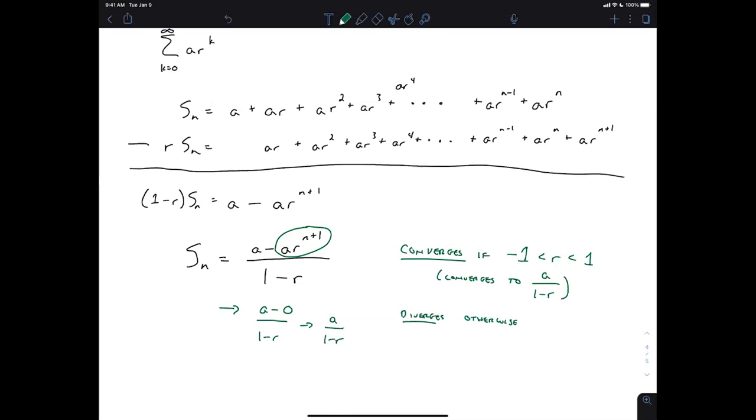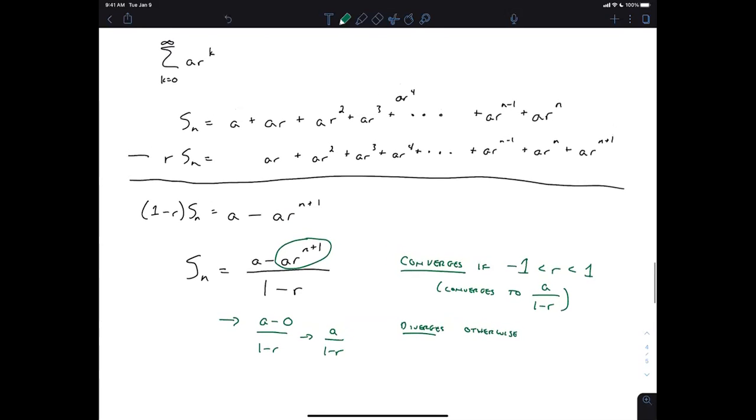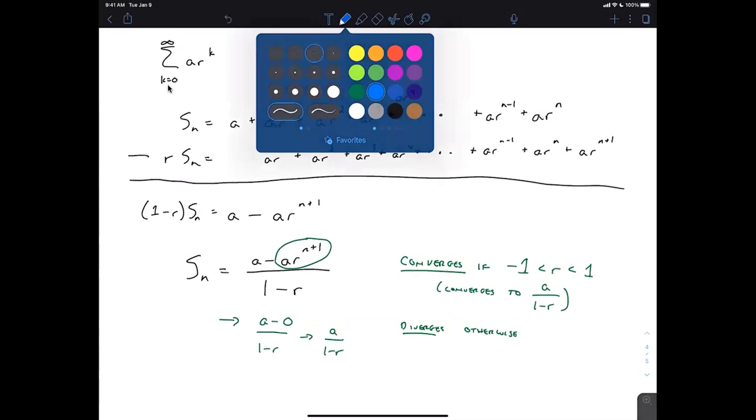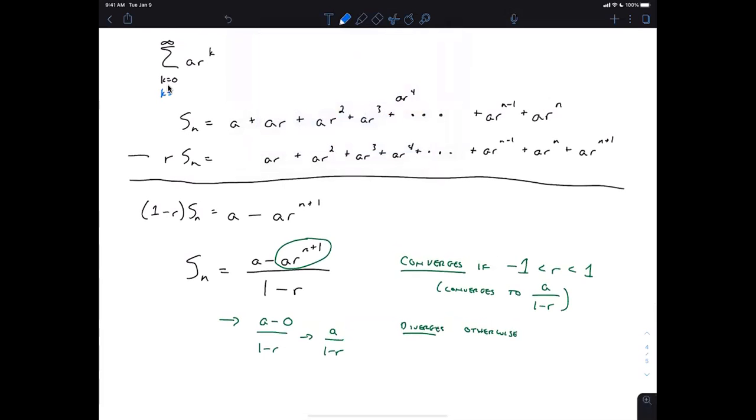Okay, so the next question in chat, everybody should read that question. Does this still work if the first value of k is not 0? So let's think about that. What if this started at k equals 1? So let's do it in this kind of bright blue color. What if this started at k equals 1? What would change down here?